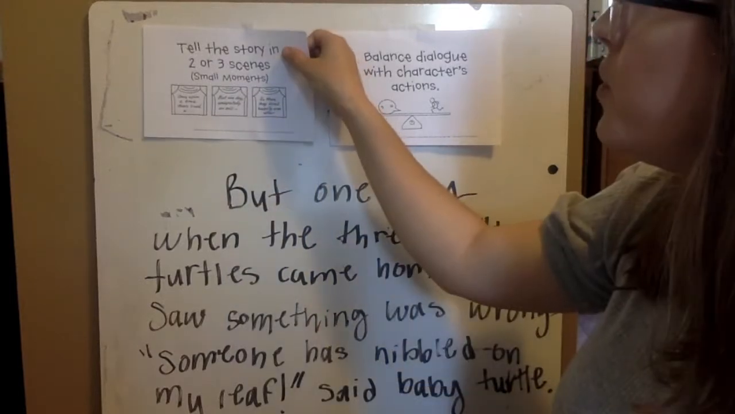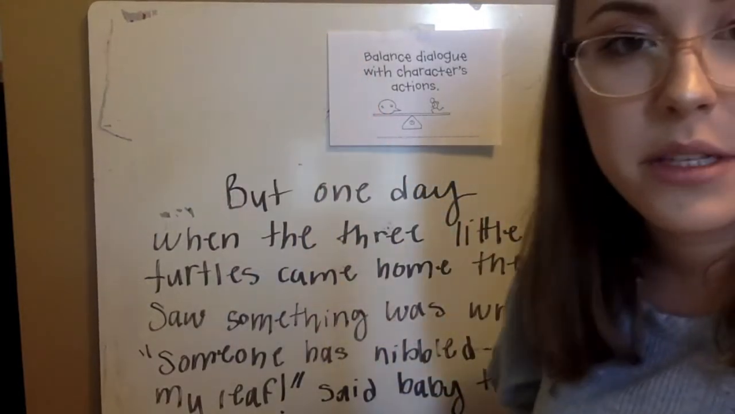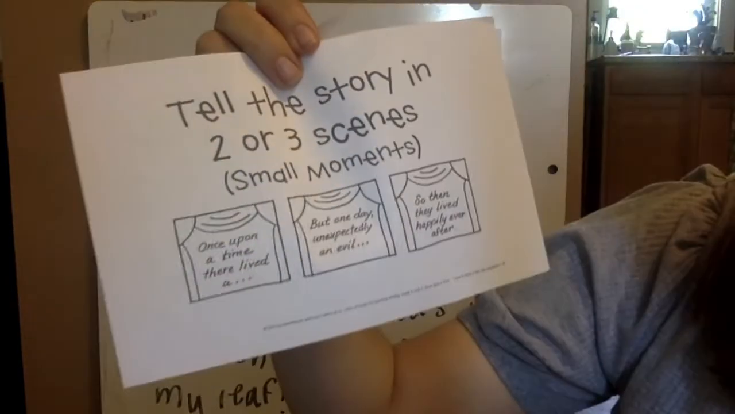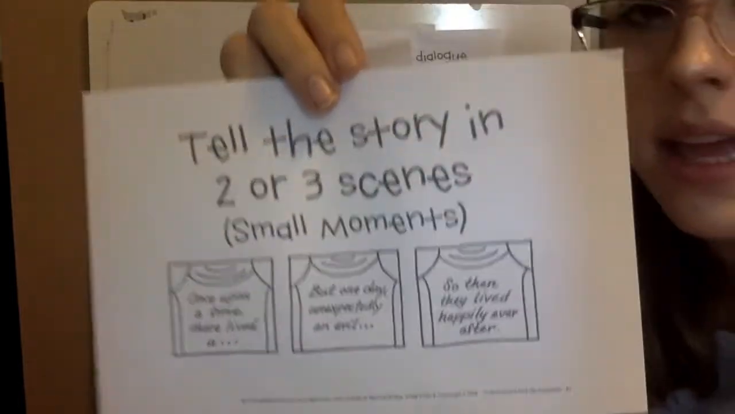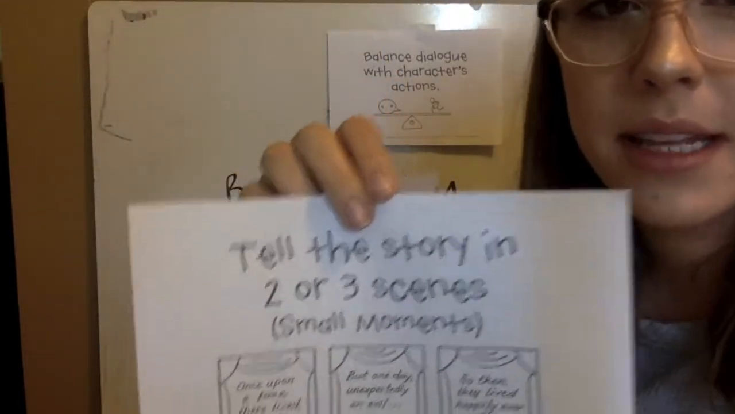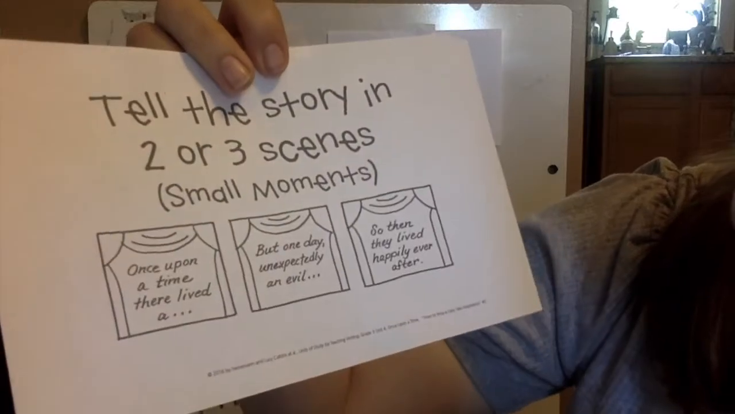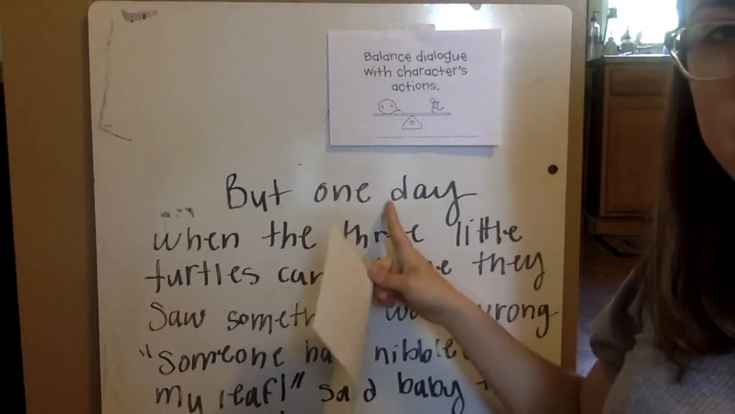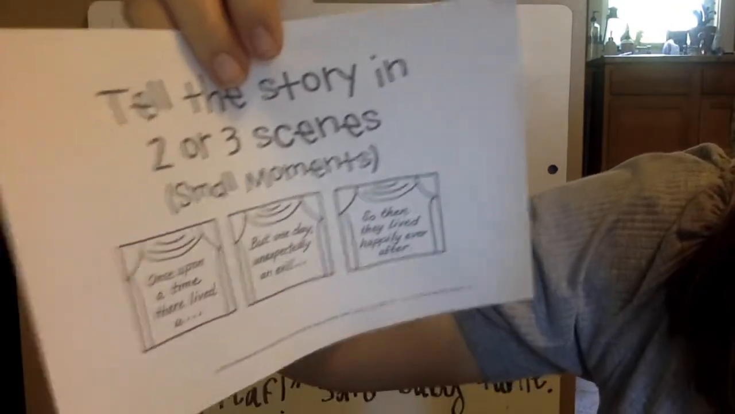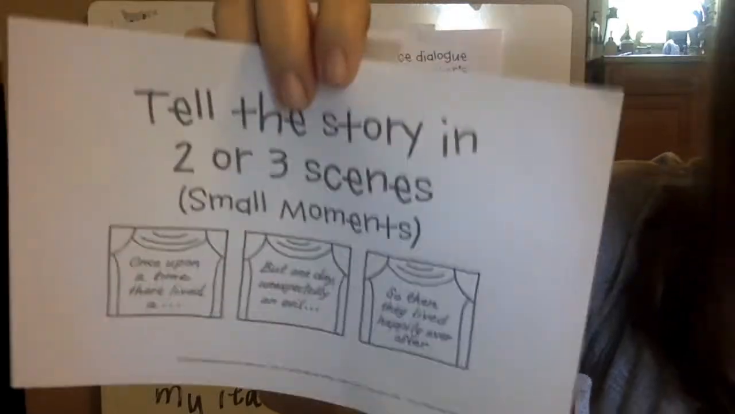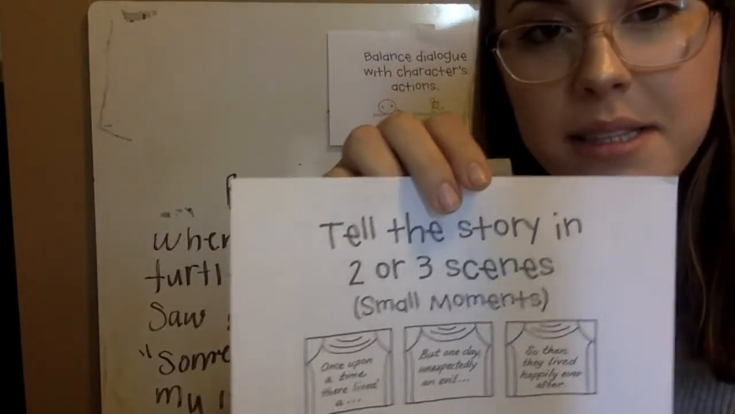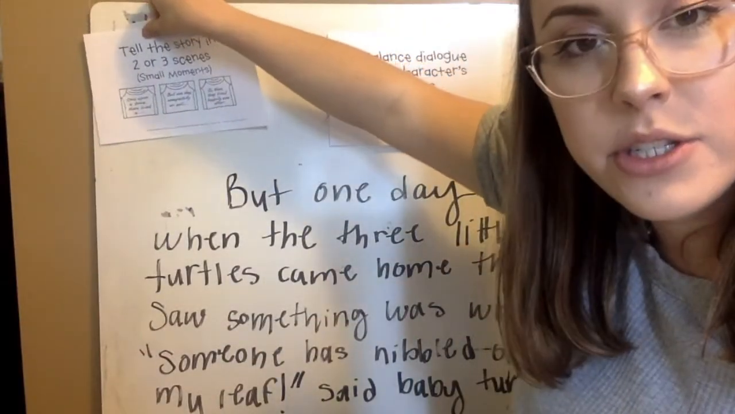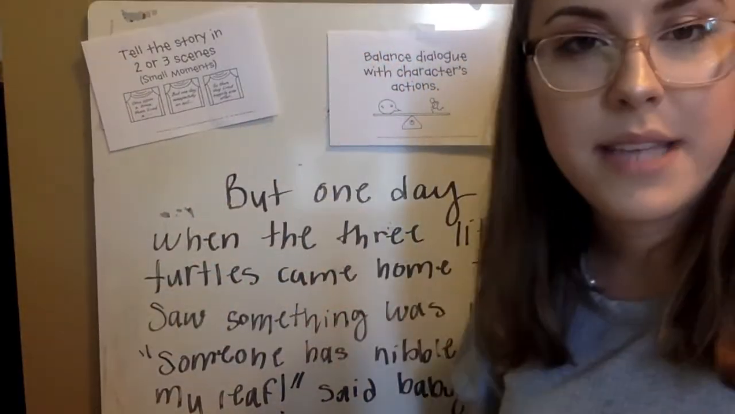So I'm going to do one last thing, and I want to show you some ways that you can start different scenes, and I really like the examples that are right here. It shows "Once upon a time there lived a..." That's a really good way to start your first scene. Lots of different stories start like that. The second one, "But one day, unexpectedly, an evil..." and that was the way that I started this one. And then, "So then, they lived happily ever after." So that was their closing scene, which was their resolution. So those are some examples of how you can start different scenes and move from one section to the other.